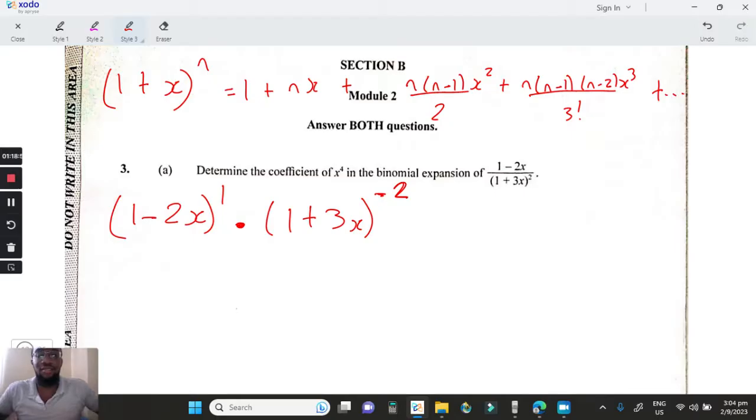But guys, it is very, very easy. So ignore the 1 minus 2x. You're focusing on this part. You're going to say now 1 plus 3x to the negative 2.